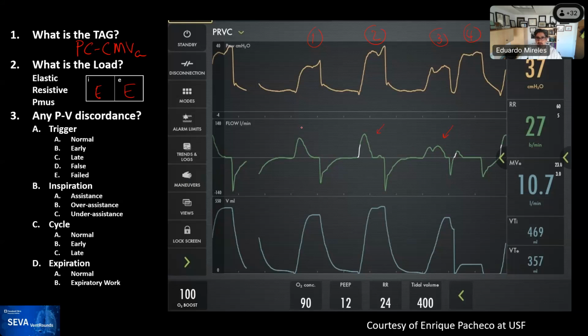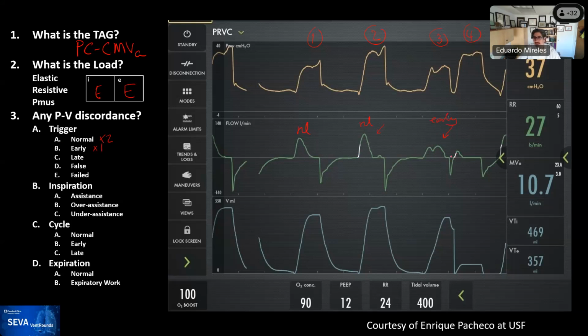Excellent. So this is normal. If you see, there's a minimum gap here, a drop, but the crossover seems to be appropriate. So I would say that this is normal too. And this one over here is a machine triggered breath followed by PMOS. So this is definitely an early trigger. So I would say normal times 2 plus 1 early trigger.